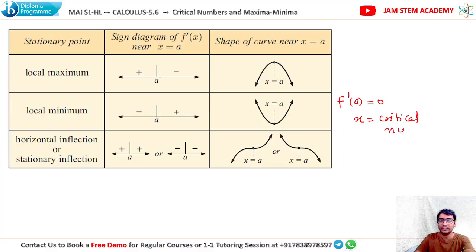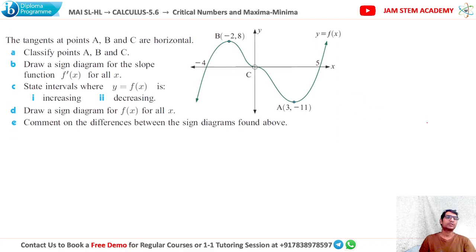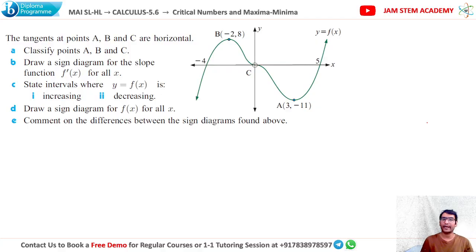So we will use this concept to check whether we are getting a local maxima or local minima at the critical points. If this is absolute value, then we have to find the value of the function at the end points also. That I will explain in the last question of this video. So here is the question. It says the tangents at A, B, and C are horizontal. So we have 3 points A, B, C where if you draw the tangent line, they are parallel to the x-axis. Here, here, as well as here.